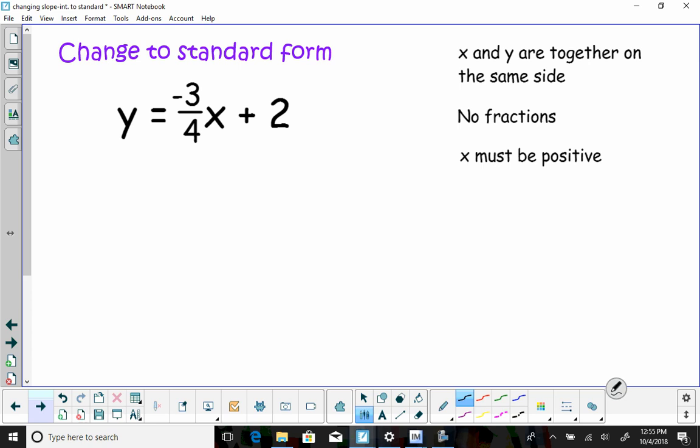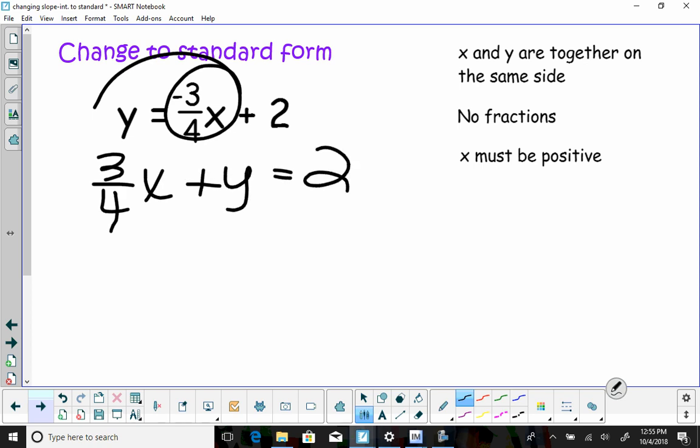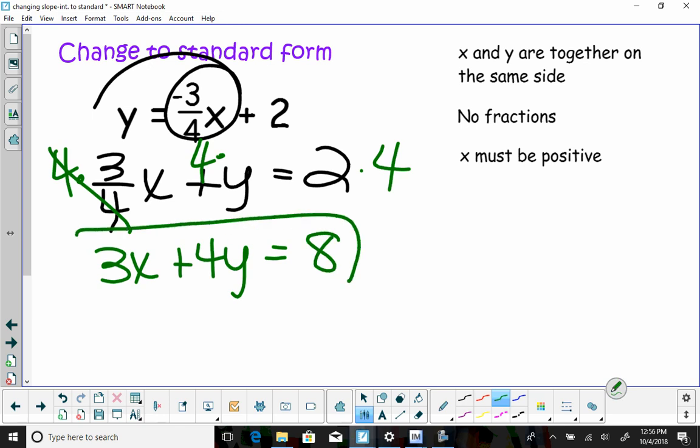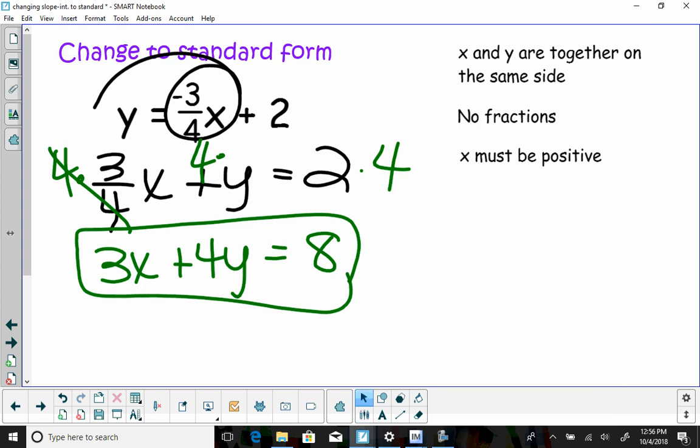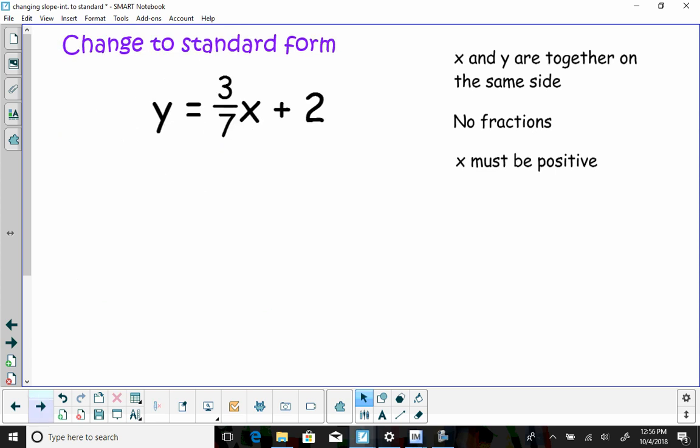Alright, so the positive thing about the next one is when you move the 3/4, it's going to become positive. So that's one step that's eliminated this time. You don't have to change your signs because your x is positive. But what do I need to do? Multiply everything by 4. And I get equal to 8. Okay, so the most complicated thing you would have to do is change your signs and multiply. That's the most complicated thing you have to do. All right, try that one.